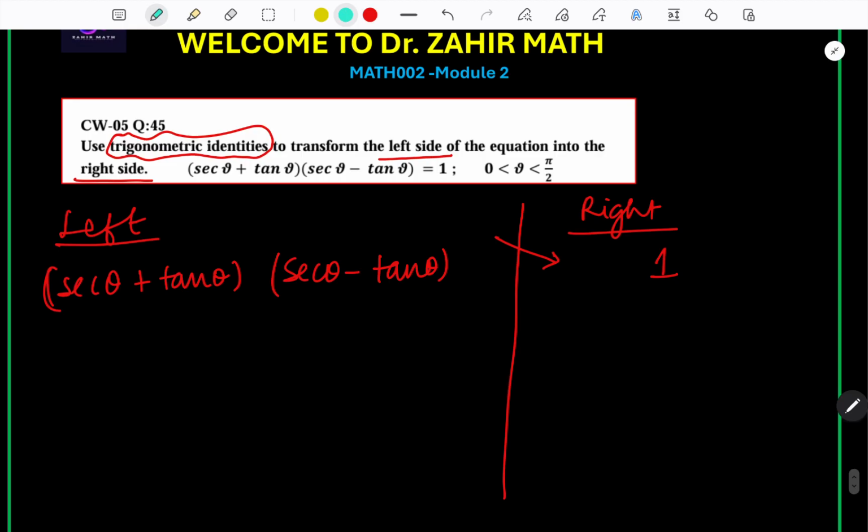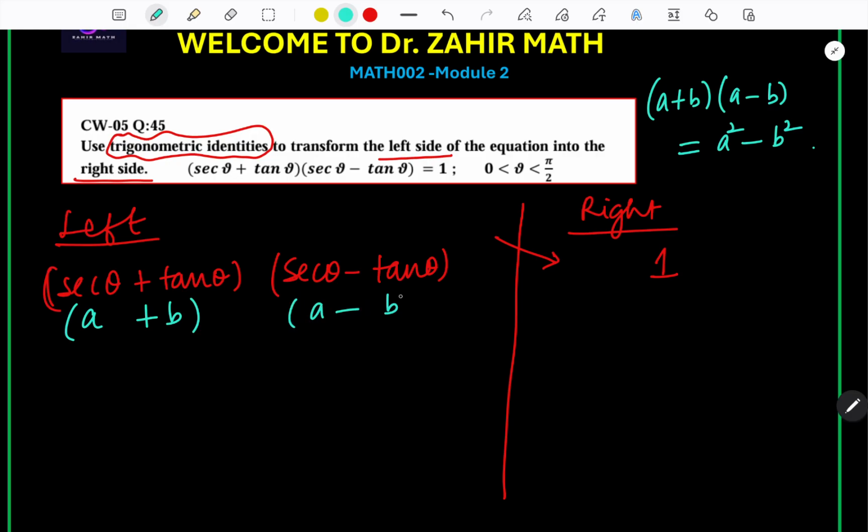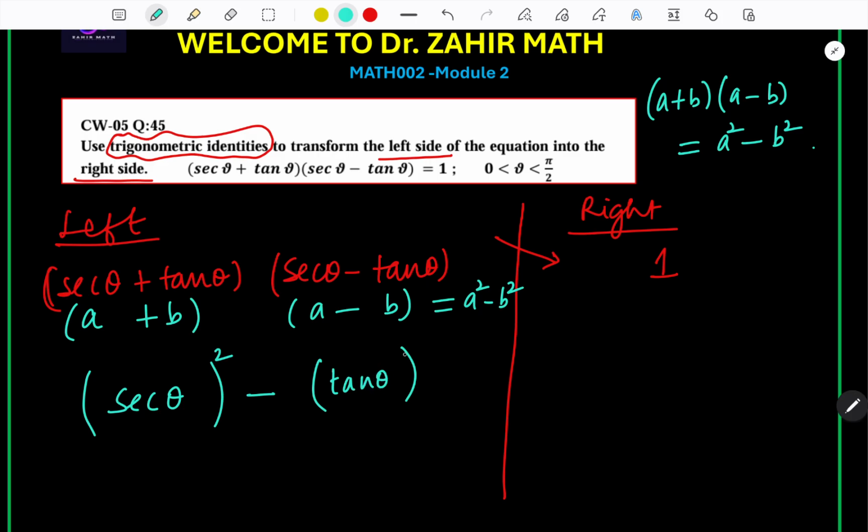Before that, I want to just recollect the formula which you studied earlier. A plus B, A minus B, which is equal to what? A power 2 minus B power 2. So A plus B and A minus B is A square minus B square. So we just write A, secant theta square, and then minus B. What is your B? Tan theta square.